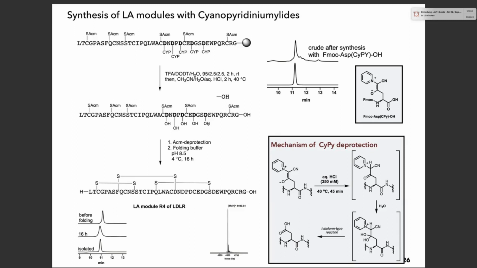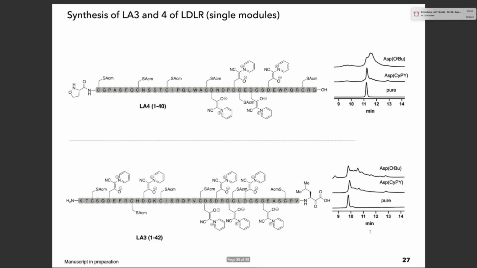So we can get really nice looking peptide. And then from here again, we can do ACM deprotection with silver and then expose that to folding buffer and isolate the folded LA module. And the mechanism is exactly as I said. It's protonation to give this keto form, hydration, and then a haloform-like carbon-carbon bond cleavage reaction.